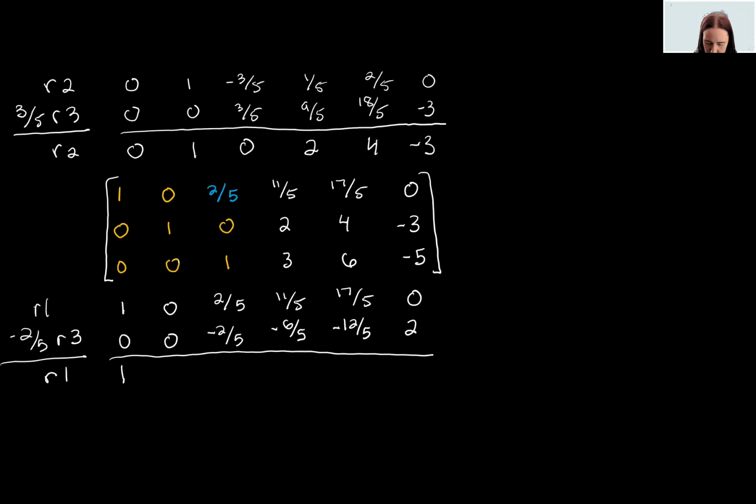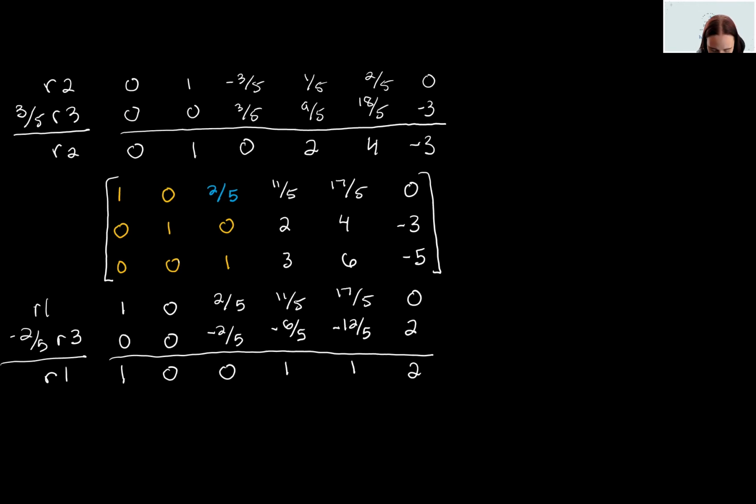We got 1, 0, 0, 1, 1, 2. And that is our new row 1. So we're going to have to rewrite our matrix again with the new row 1.